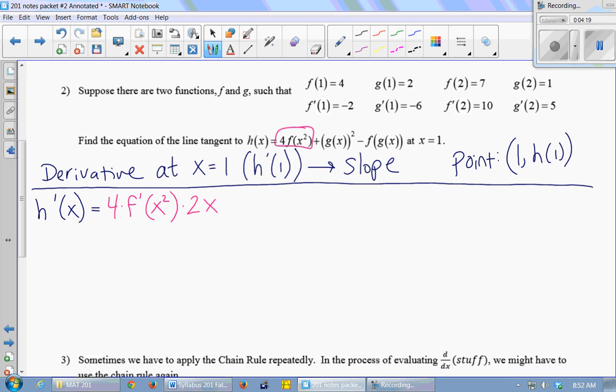All right, so that is my first term using the chain rule, plus. Now I have g of x quantity squared. Now, what is my outside function?